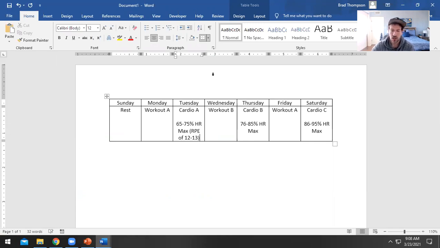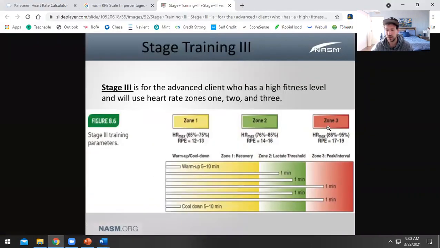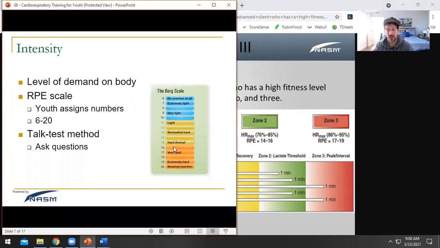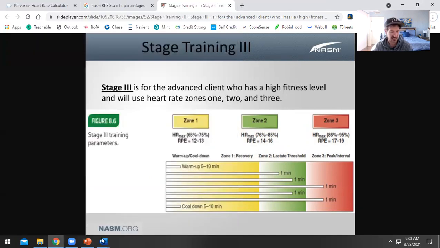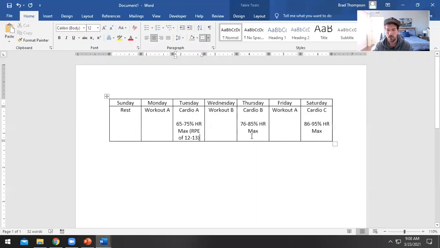12 to 13, right? Versus this version, if we take a look here, zone two, that's 76 to 85%. Maybe that's an RPE of between 14 and 16, right? So that's getting closer, you're starting to get onto the border of the high intensity zone here. So that's 14 to 16 there. So now we've got an RPE of 14 to 16.